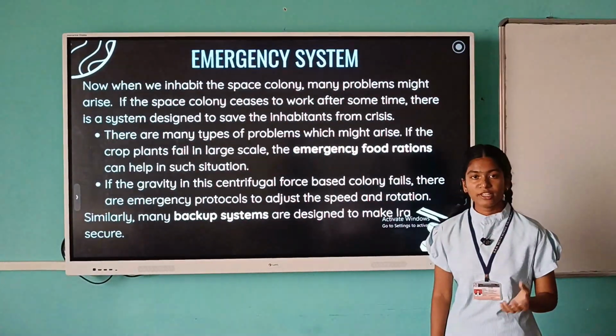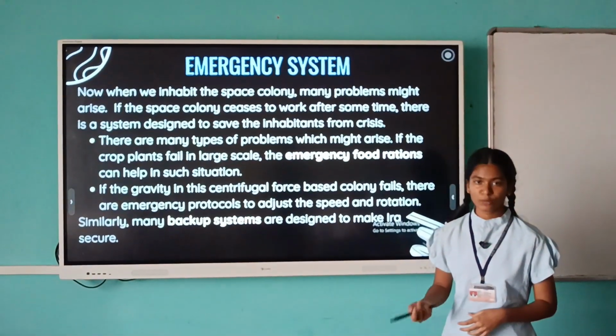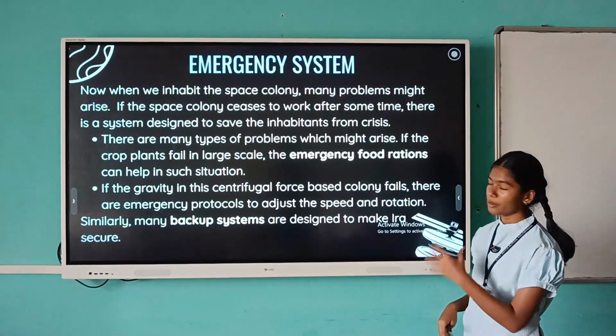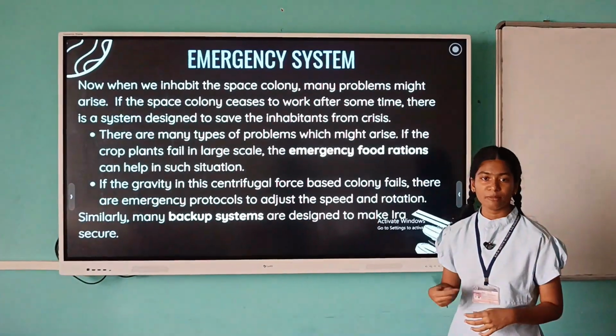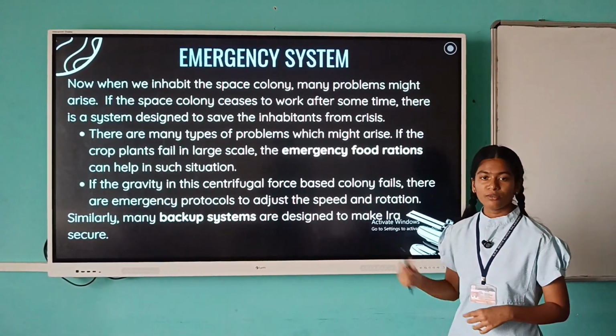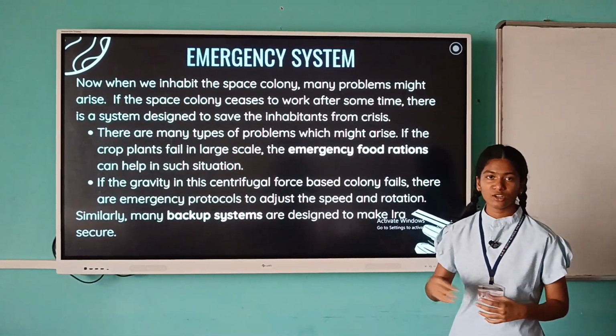Now once we inhabit the space colony, there are many problems which might arise, and we have created some emergency systems, protocols and backup systems in order to avoid this. For example, crop failure might occur on a large scale.